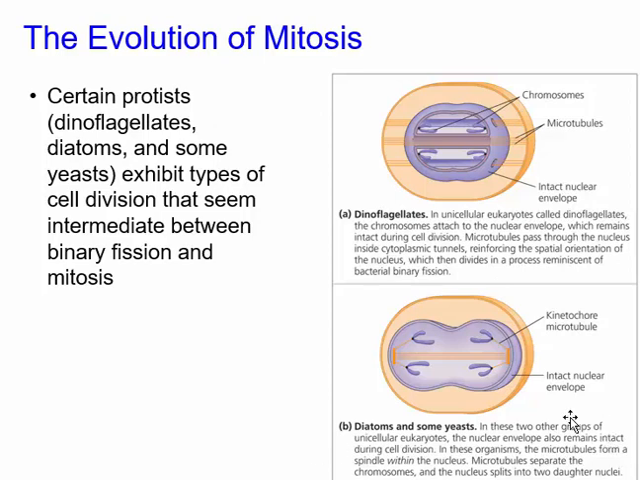Diatoms and yeast, this is where we see the nucleus dividing, again, sort of like binary fission. The nuclear envelope doesn't dissolve. It stays completely intact. The chromosomes are separated into the daughter nuclei. And so this itself looks a bit more like binary fission. Again, the differences would be, well, there's microtubules here. So it is certainly different, but these are reminiscent of binary fission.